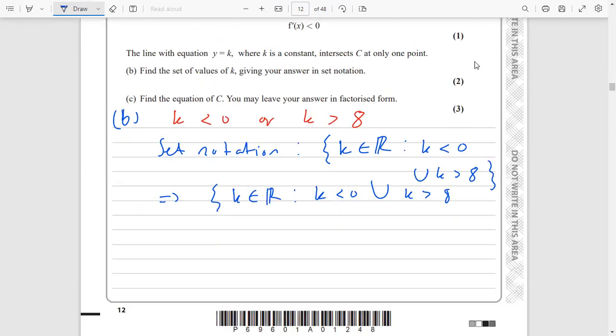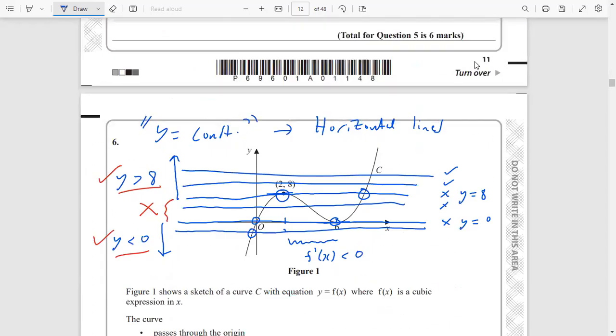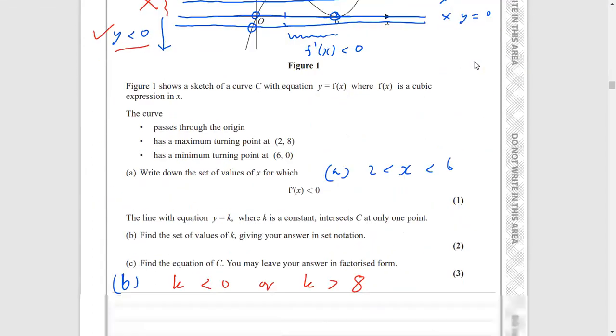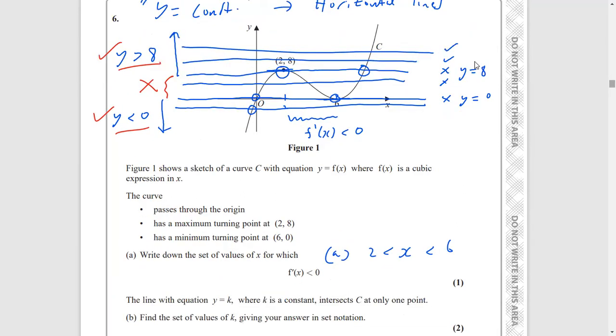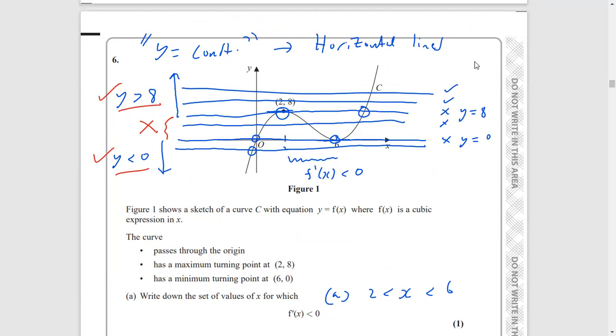And then part C, to find the equation of C, you may leave your answer in factorized form. Okay, so this one we actually want to find the equation of this curve. And we can use the information here to decipher what that will be. So we know it's going to be a cubic. That's the first thing we can tell with this.